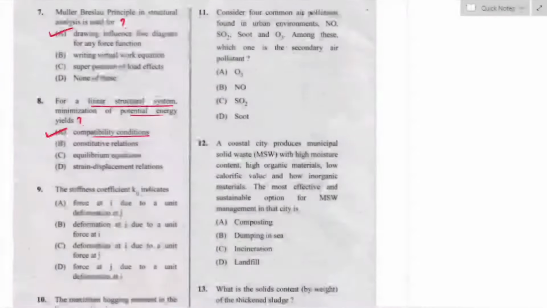Question number 9. The stiffness coefficient Kij indicates. Kij is any element of the stiffness matrix, which means force at point i due to unit deformation at j. So the right answer is option A.